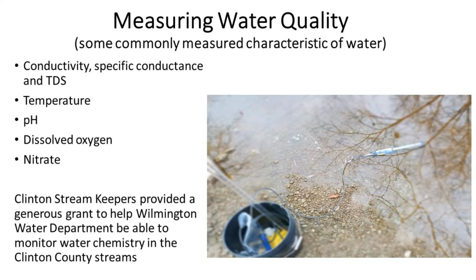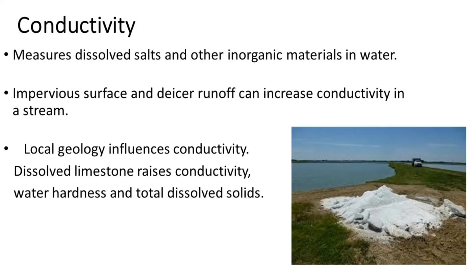We use a multi-parameter probe when we're out in the streams. That really wouldn't have been possible without the help of Clinton Stream Keepers. They helped us to acquire that probe. So now we can go out in the field and measure conductivity, temperature, pH, dissolved oxygen, nitrate, and we can also estimate some other chemical properties of the water using that probe. So it's been very beneficial.